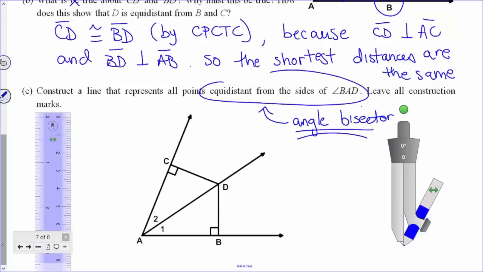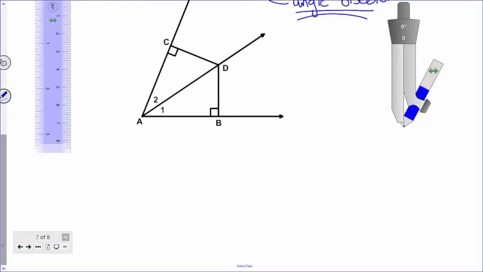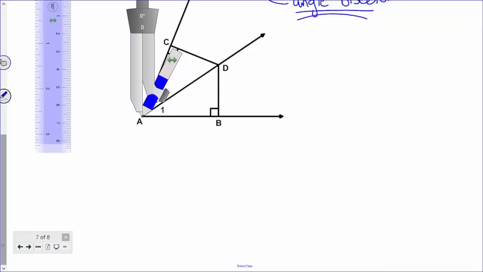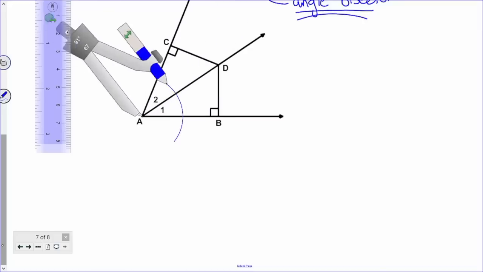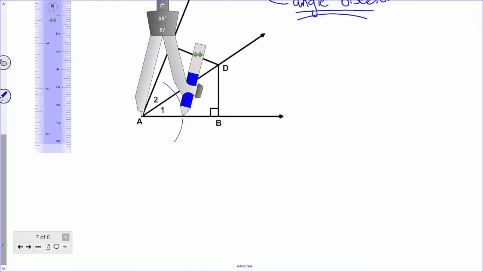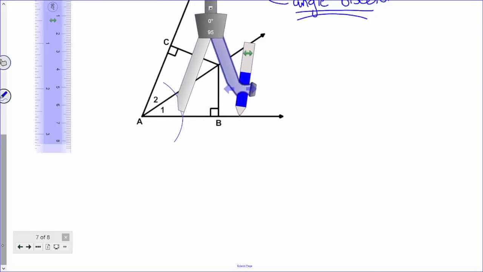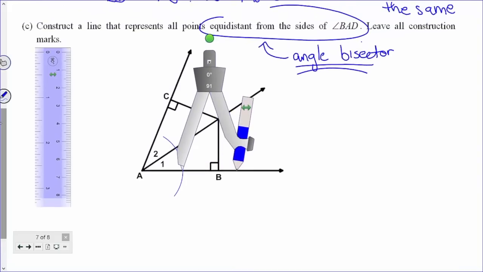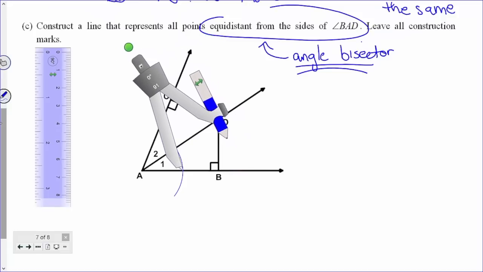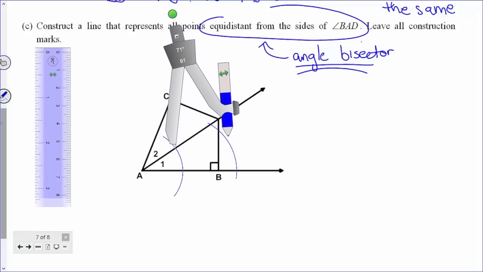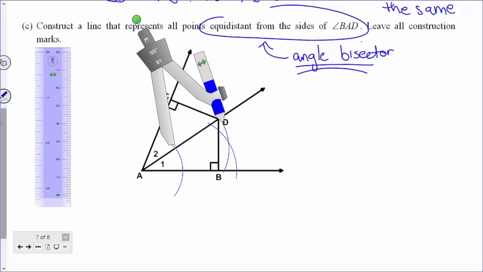All right, let me extend the page, and let's go through it. Let's bisect angle BAD, and that will give us all the points that are equidistant from one side of the angle as they are from the other. We've done it a couple times so far. Let's do it one more time. Lengthen this out. Let's draw an arc. Then I'm going to come over here, maybe make this a little bit bigger. Come up here a bit, so I've got that part of it. Draw an arc like that. Bring this up here to the other point. Keep the arc the same radius.